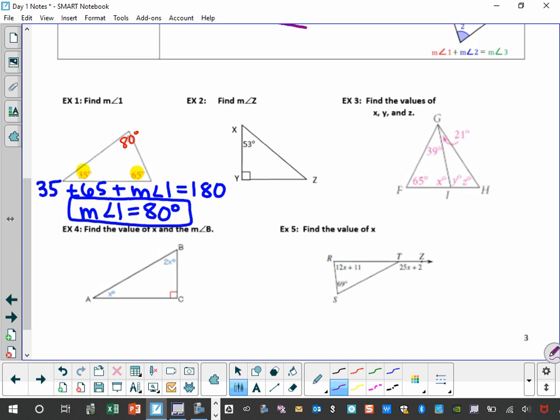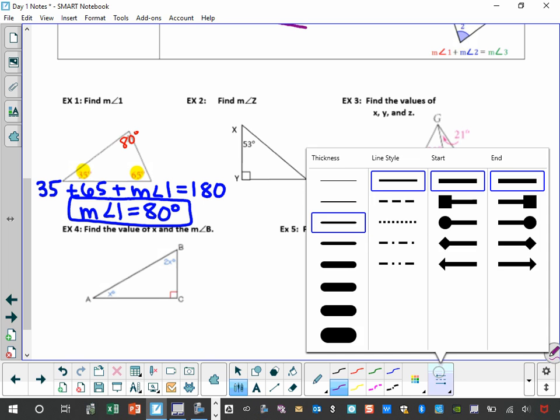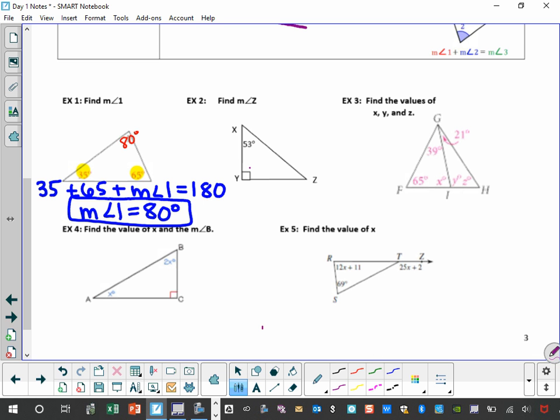All right, for the second example, they only label one angle of 53. How can I figure out what I'm missing? We at least have two angles because this angle here is 90. So how can I figure out this third angle? You're going to add them up and then subtract from 180. Everyone should be practicing this on their own.